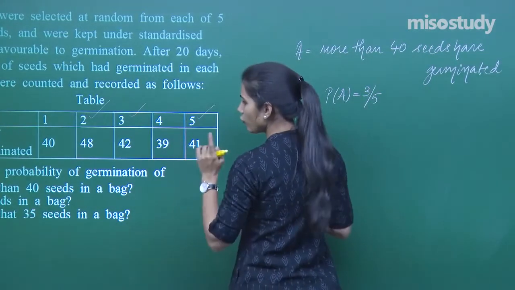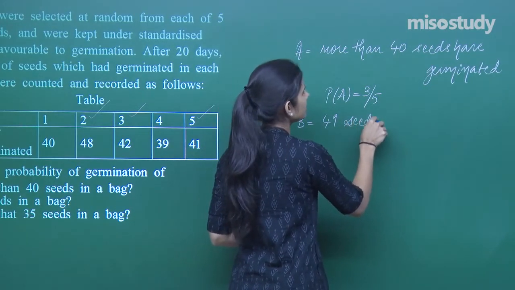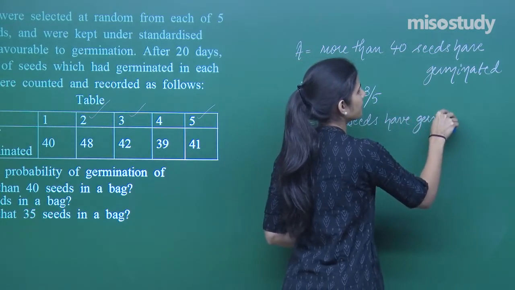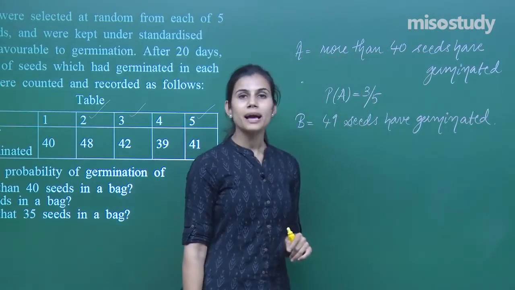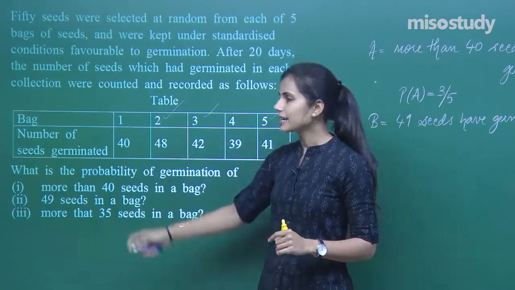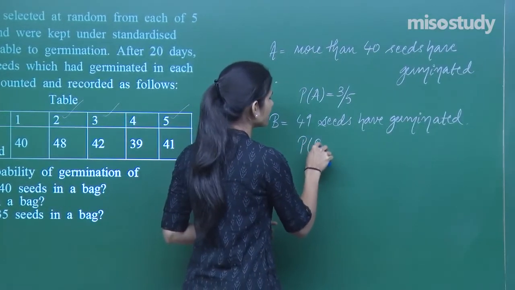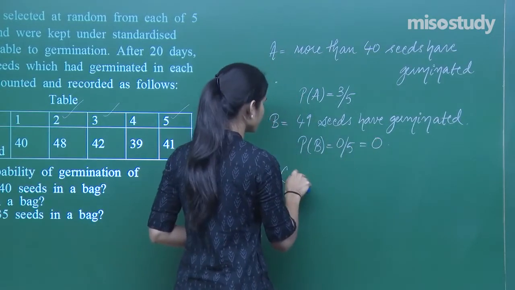Event B is 49 seeds in a bag. 49 seeds have germinated. So out of 5 bags, in how many bags 49 seeds have been germinated? 49 seeds exactly have been germinated in no bag. So 0 upon 5 is the probability of event B, that is nothing but 0.